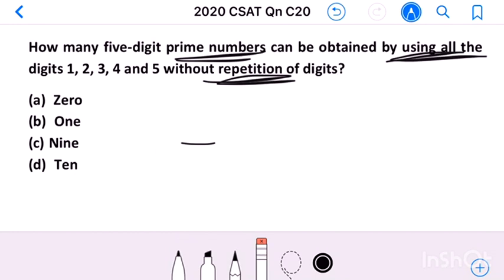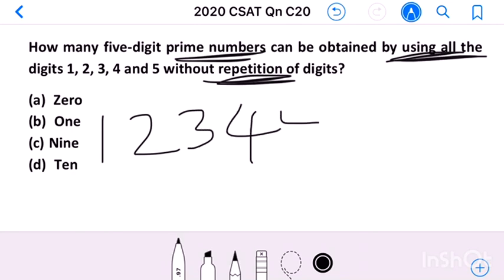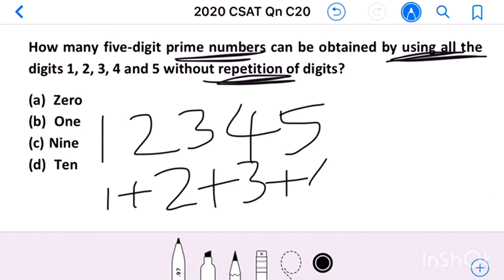Now let us make one number with these 5 digits, 1, 2, 3, 4, 5. Whether it is a prime number or not, just add all these digits: 1 plus 2 plus 3 plus 4 plus 5. By adding all these numbers, we get 15.